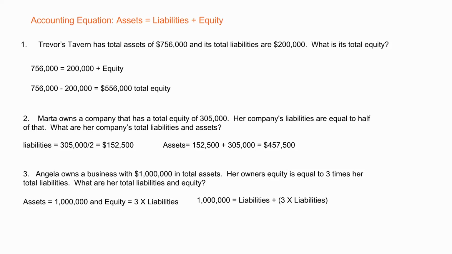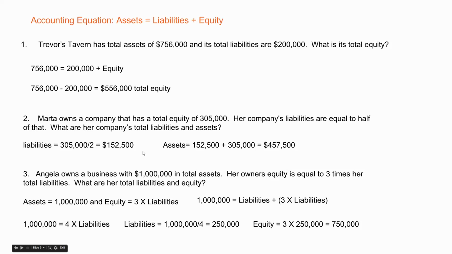Now, if any of you have taken algebra, then you know that we can add the liabilities and 3 times liabilities together, since essentially they are the same number. And that will get us 4 times liabilities. So what we do next is we just divide by 4 on both sides. And that's going to get us $1 million divided by 4, which is $250,000 for our liabilities. And then from there we can find out our equity pretty easily.